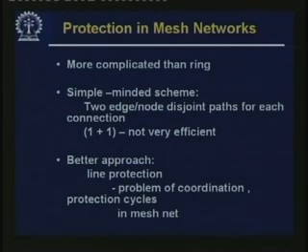Now, protection in a mesh network is of course more complicated than in a ring. A simple-minded scheme would be 2 edge or node disjoint paths for each connection, 1 plus 1. As is mentioned here, this is not very efficient. There may be many paths, and provisioning double the number of paths which are pairwise mutually node or edge disjoint may be very difficult. That may be a lot of extra provisioning in the network. A better approach would be line protection, which of course has a problem of coordination. I will show that later on, or protection cycles in mesh networks. Again, I will show this.